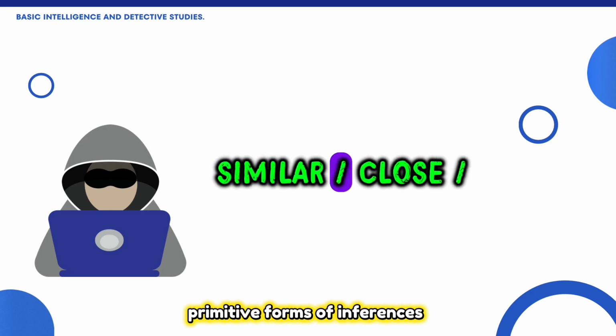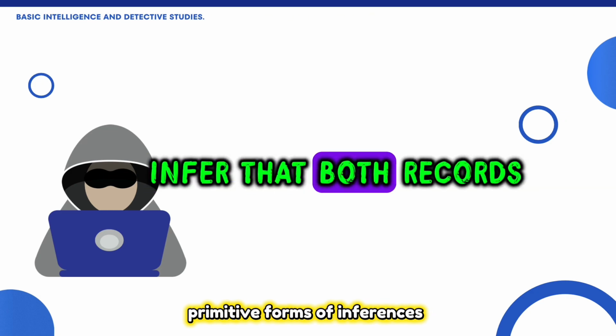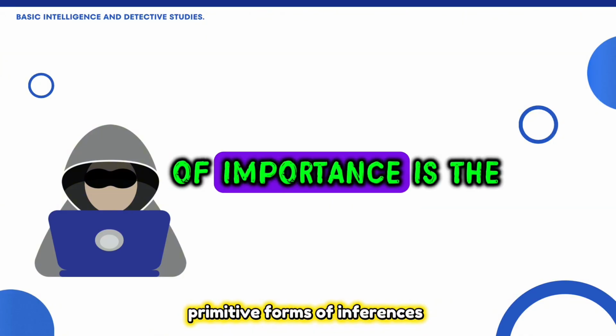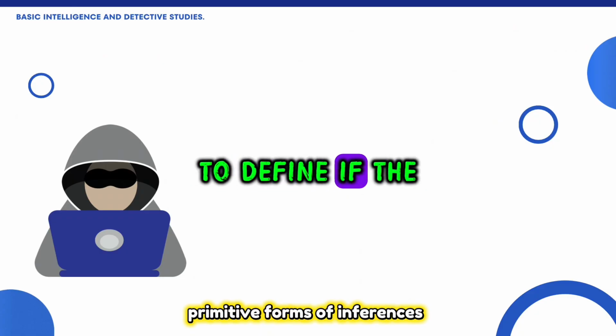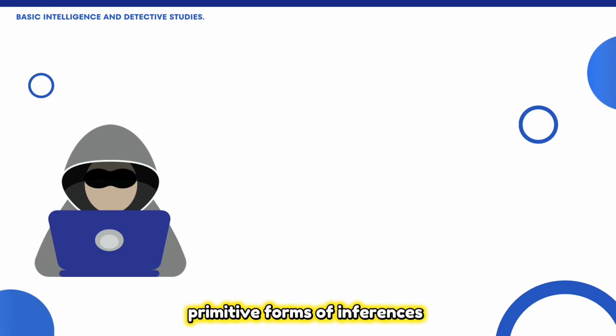If a similar (close) analog record is found, infer that both records come from the same person/object. Of importance is the structure of the inference. It is not the topic here to define if the comparison process is computerized or how it is performed.